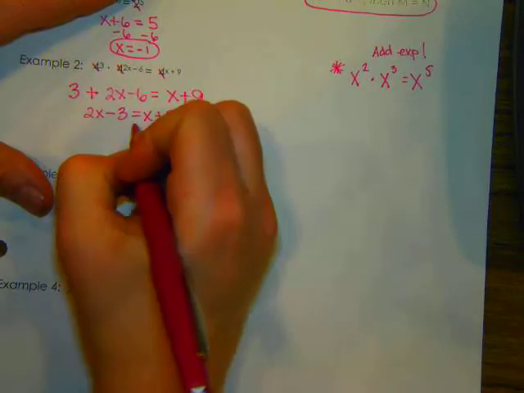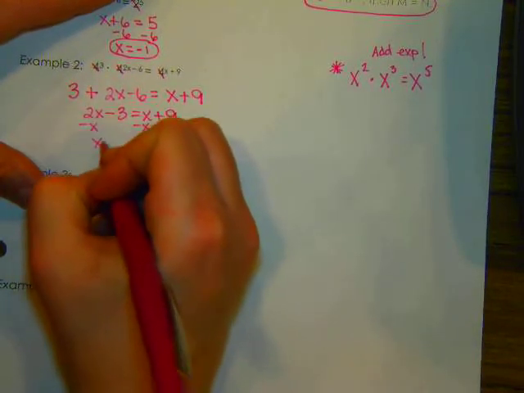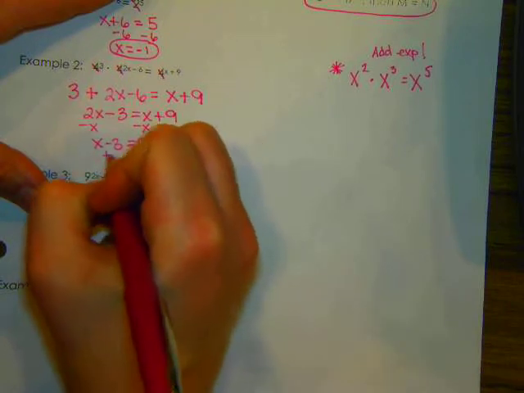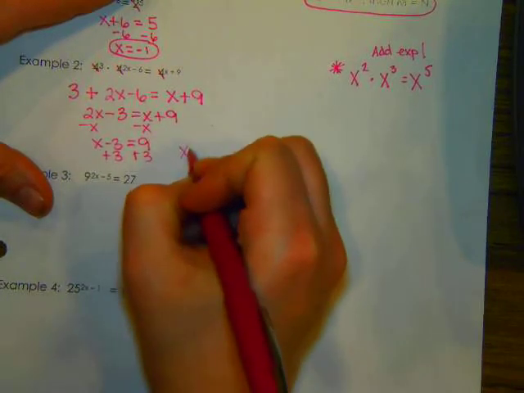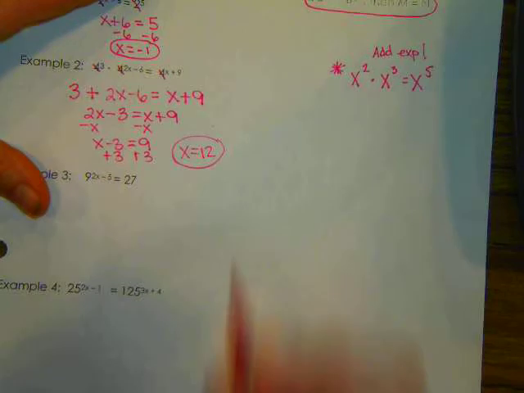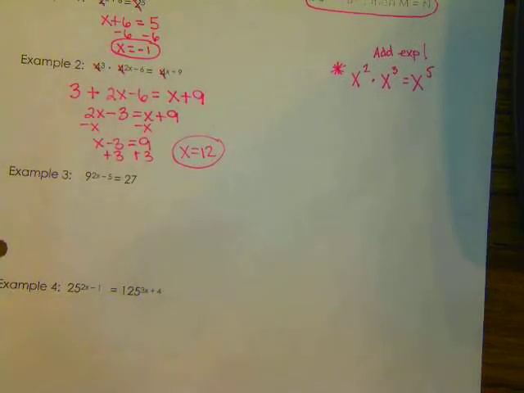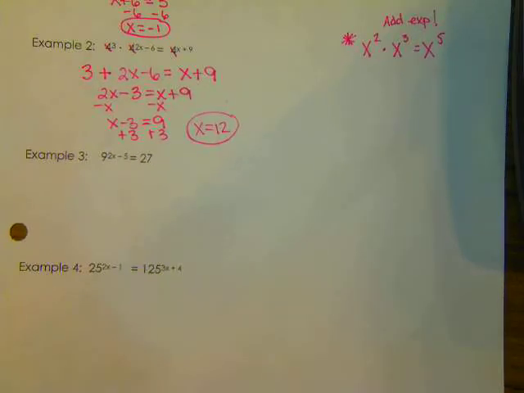So let's solve this, combine like terms. Then I'll bring the variables over. And then add the 3. So x equals 12. Okay? Now let's look at example 3.